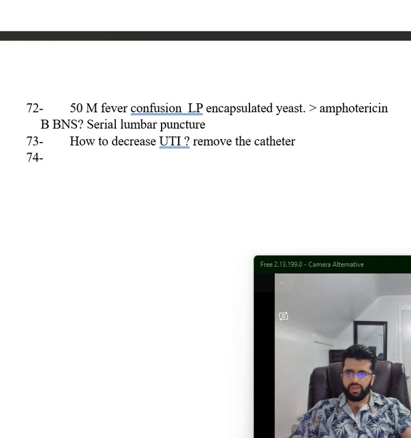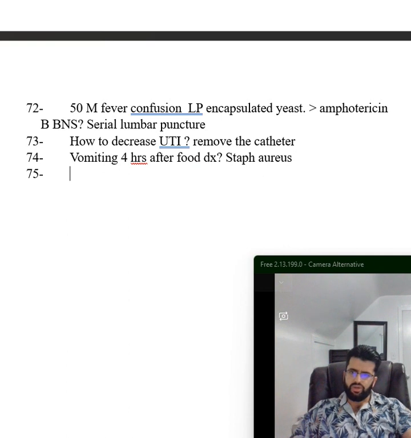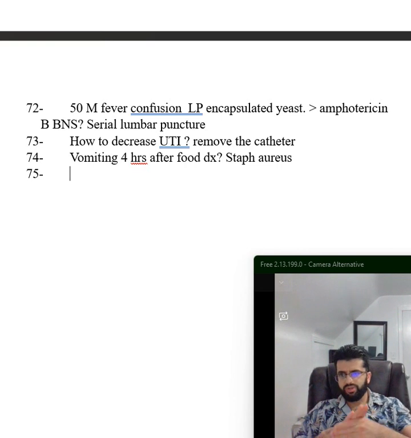Okay, now this patient has vomiting 4 hours after food, and they ask what was the reason. This 50-year-old man, this is staph. Oh yes, it can cause that. Other reasons for this vomiting could be Bacillus cereus. It can also cause diarrhea, abdominal cramping, ingestion of preformed toxin from rice as well.